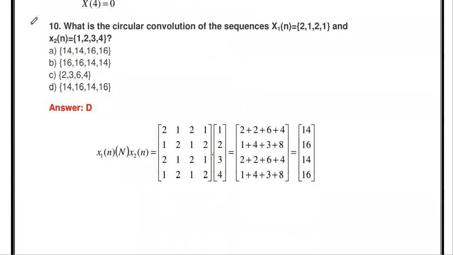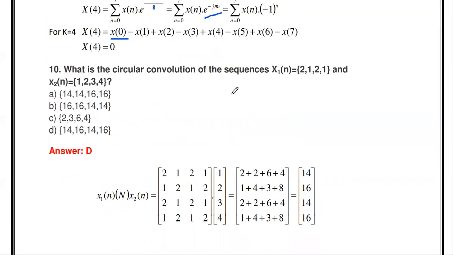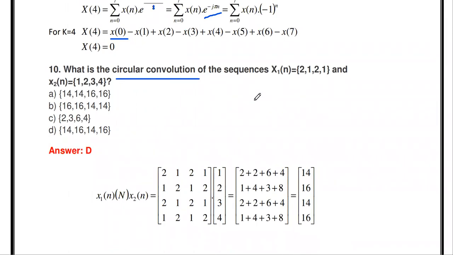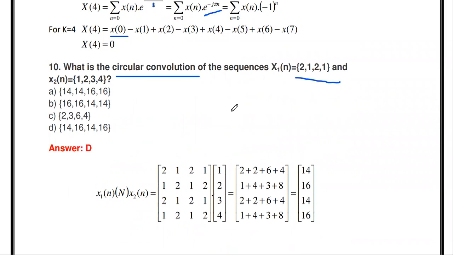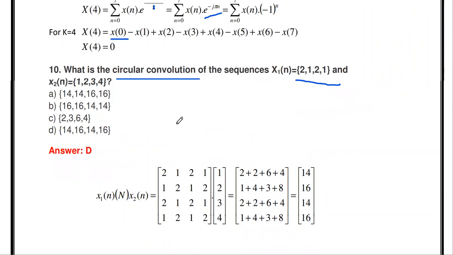Then the next question. The previous questions are from the DFT problem. Next, we are going to discuss the convolution problem. What is the circular convolution of the sequences x1 of n is 2 1 2 1, x2 of n is 1 2 3 4? To perform the circular convolution, the very easy method is called the matrix multiplication method. There are many ways, such as the graphical representation and the concentric circle method, but the matrix method is very easy to calculate. This is also a very important 2 mark problem in this unit.